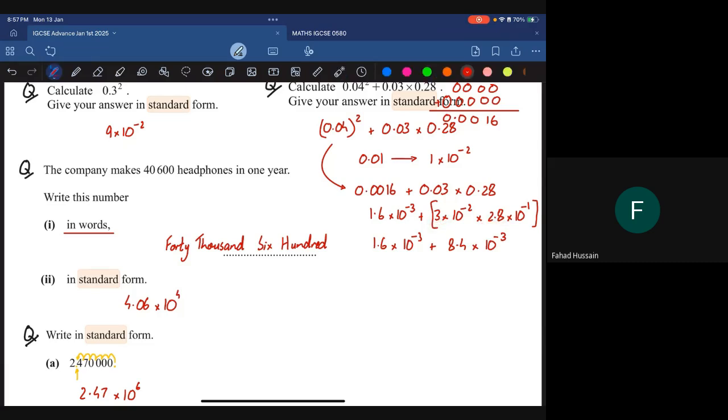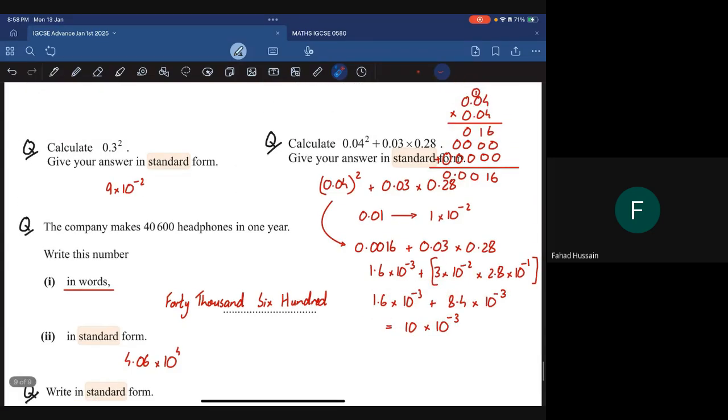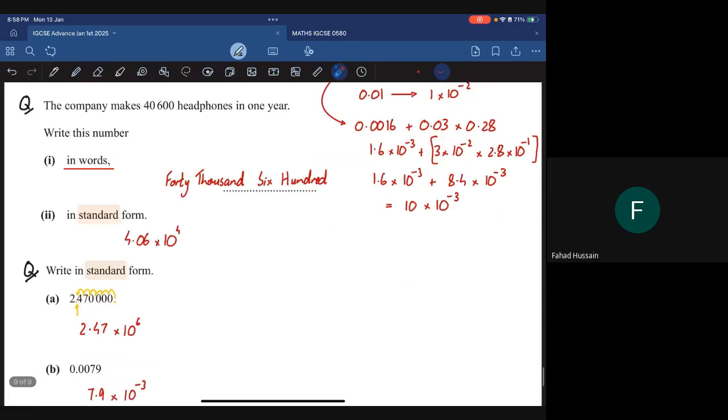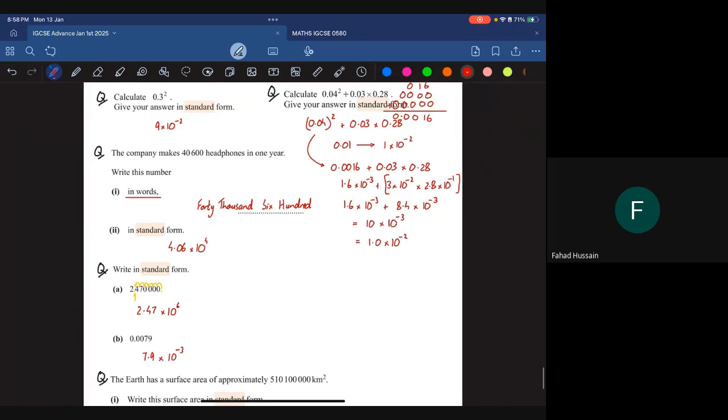Now, solving this, what will I get? 1.6 plus 8.4, I'm going to get 10 times 10 raised to the power minus 3. That is the answer I'm getting, right? Because the power of 10 is the same, I simply added these two together. But I need my answer in standard form, so I need to shift my decimal 1 place to the left. It's going to be 1.0 into 10 raised to the power minus 2, which proves my point that I know math.